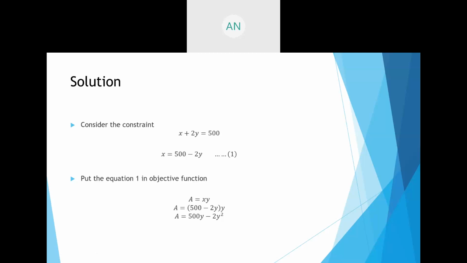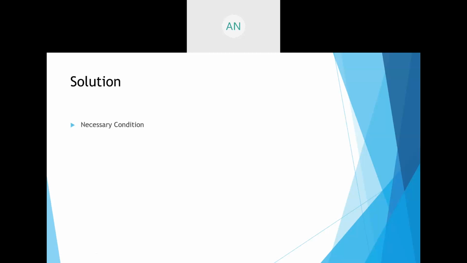All right. So now to find the maximum of this function, we are going to use the classical method again. The first step is the necessary condition, and the second step is the sufficient condition. So what is the necessary condition? You're going to find the derivative of that function. Can you tell me the derivative of 500y minus 2y square? If I find the derivative of the function, that will be 500 minus 4y, and I'm going to equate it to 0 to find the value for y.